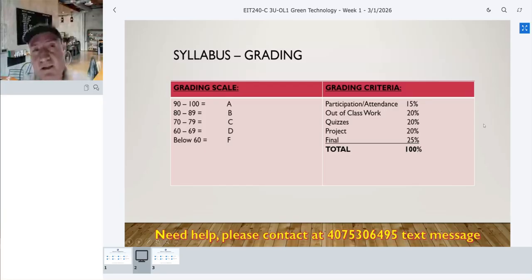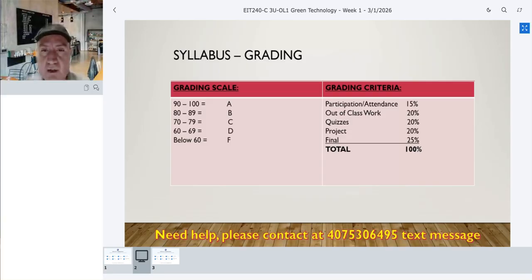One of the most important things, guys, that you need to know is the syllabus. All this information you find on the left side, in the syllabus area, about grading criteria. The grading scale, everybody knows: 90 to 100 is an A, 80 to 89 is a B, 70 to 79 is a C, 60 to 69 is a D, and below that you have an F.